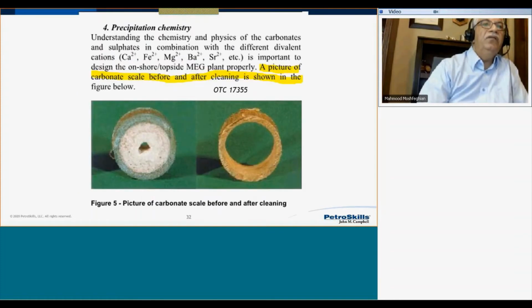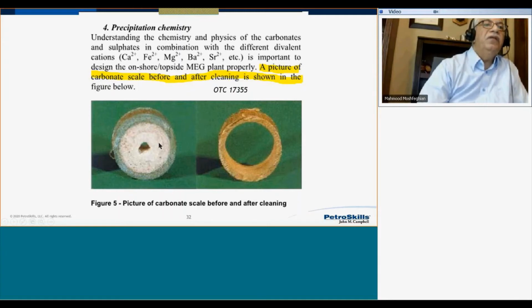Another issue is salt formation in the system. It's important to understand the chemistry and physics of carbonate and sulfate in combination with the different divalent ions such as calcium, iron, magnesium, barium, strontium, etc. They form severe salt formation or deposition when they get in contact with carbonate and sulfate, and severe deposition takes place.